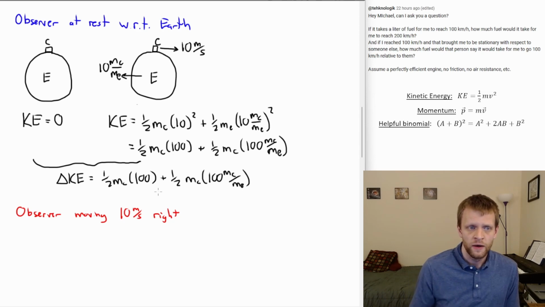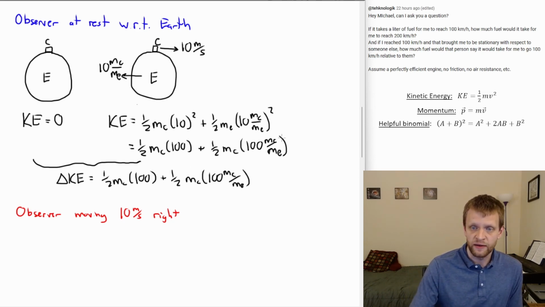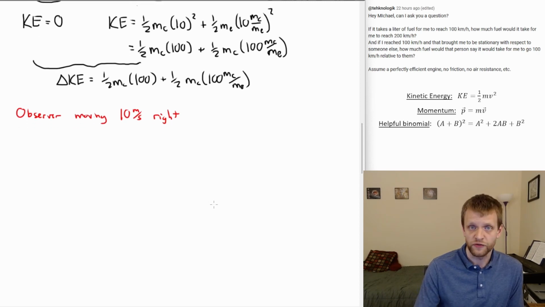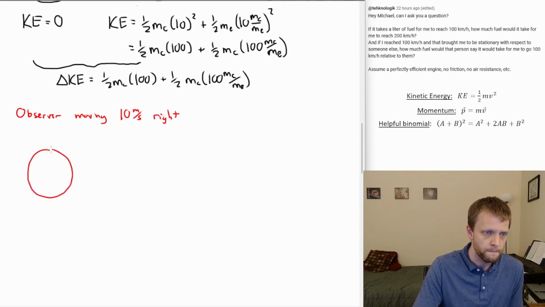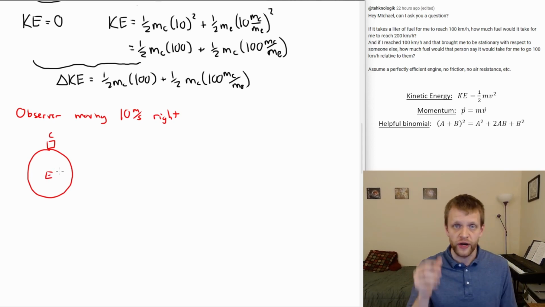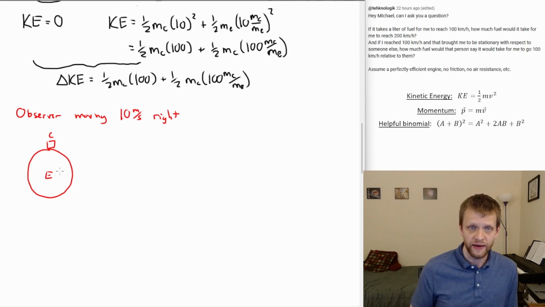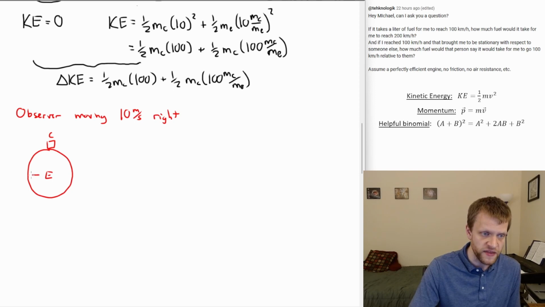Okay. Let's see what happens in our moving reference frame. In my moving reference frame, I'm going to have the Earth and the car. And in this reference frame, the observer that's watching this is already moving to the right at 10 meters per second. So from their perspective, both the Earth and the car are moving backwards at 10 meters per second.